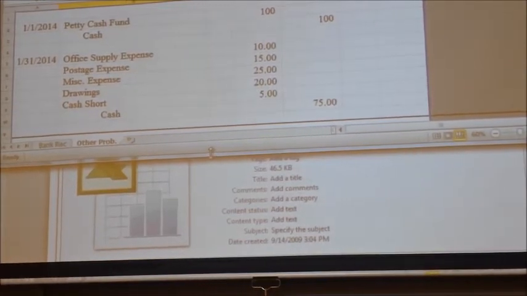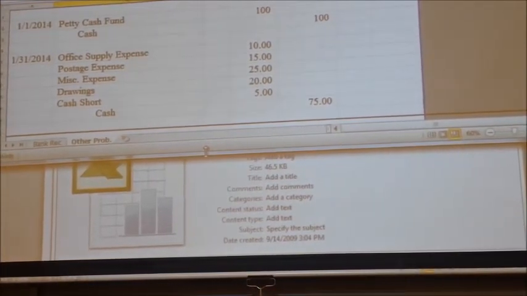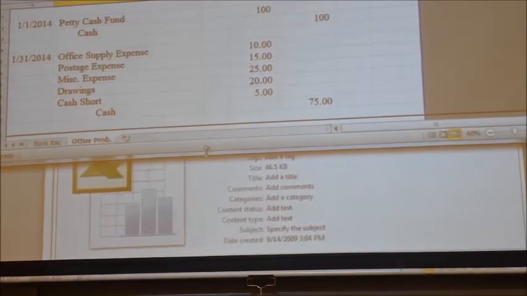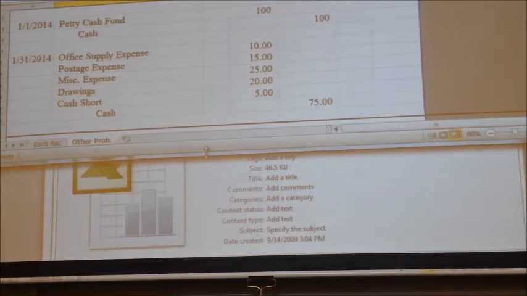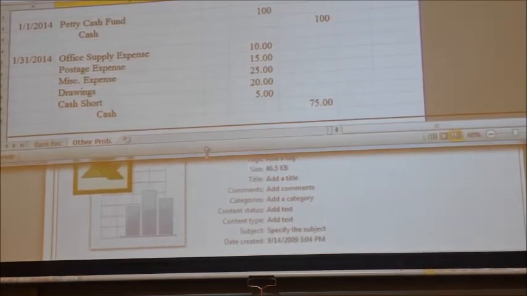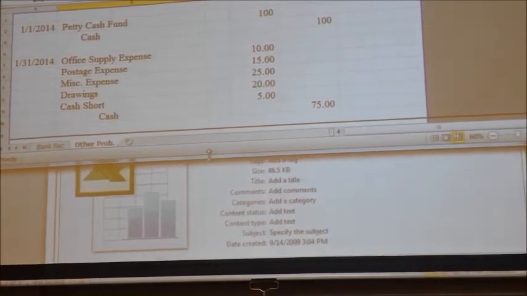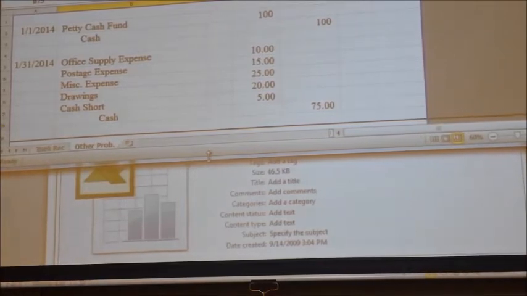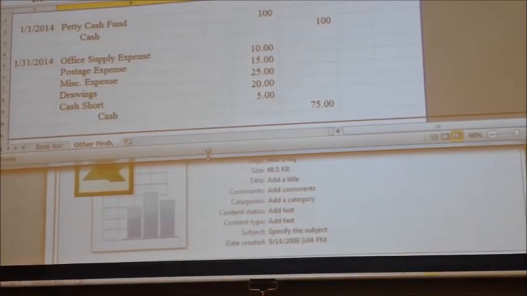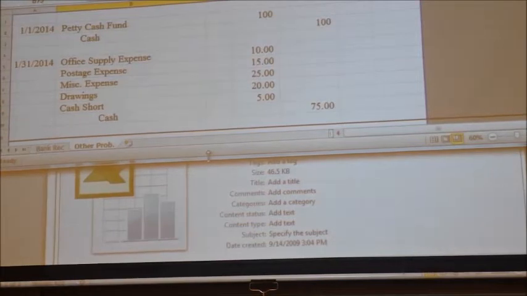I didn't take a good note, or something cost a little bit more than I wrote down. I wrote down 15 for postage, but maybe it really should have been 20. I just didn't write it down right. Well, I don't know what it was, so I just put it in this other account, this cash short.